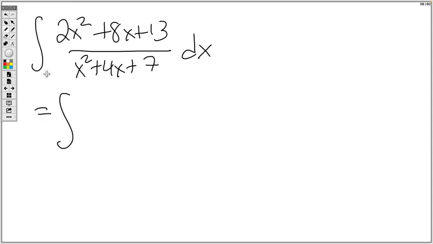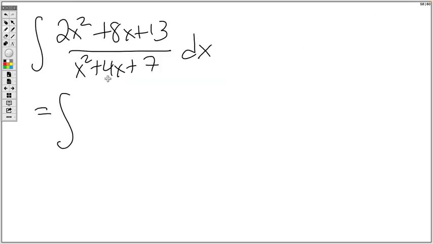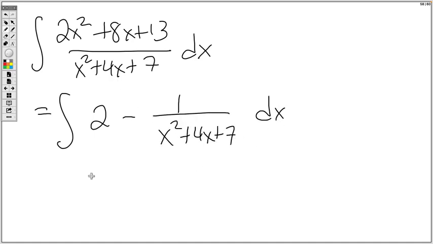Instead of integrating this, I'm going to integrate, it goes in twice, so that's 2 plus the remainder, which is minus 1, so minus 1 over the divisor. Now the 2 we can integrate, that's going to give us what? So now I just got to figure out how to integrate this second piece.